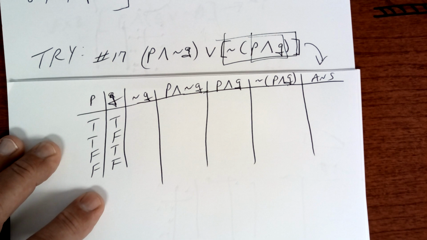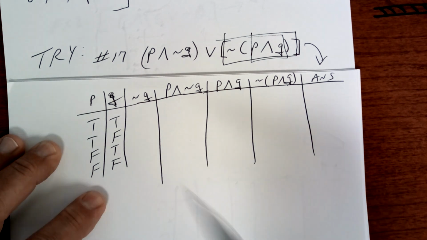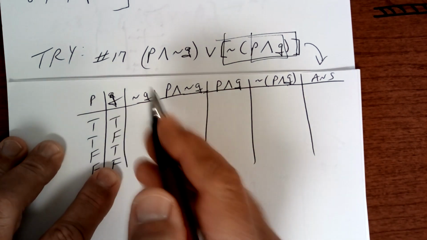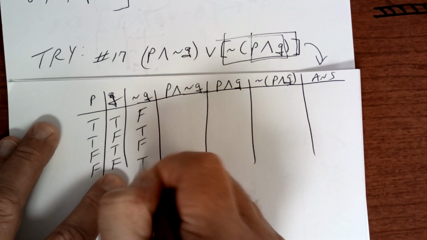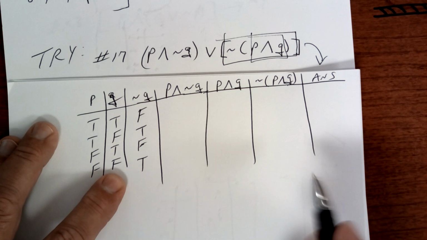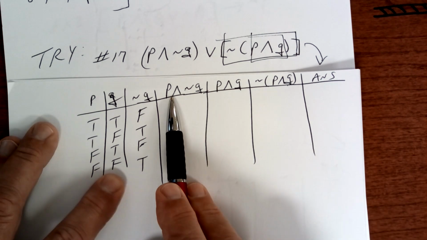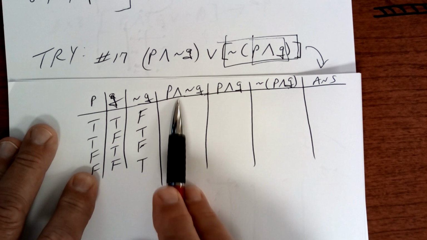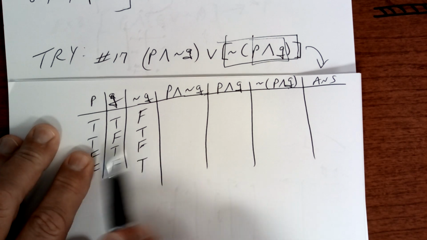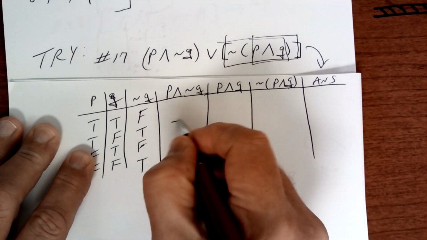So let's take a look. So not Q. So it's going to be the opposite of this. So it's going to be false, true, false, true. Then it's going to be both of these, P and not Q. So both of them have to be true for this one. There's only one right here. So that one's going to be true and the rest are going to be false.